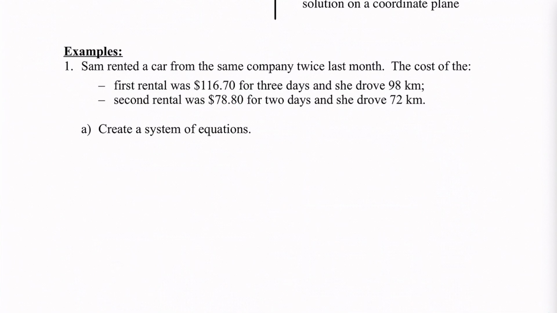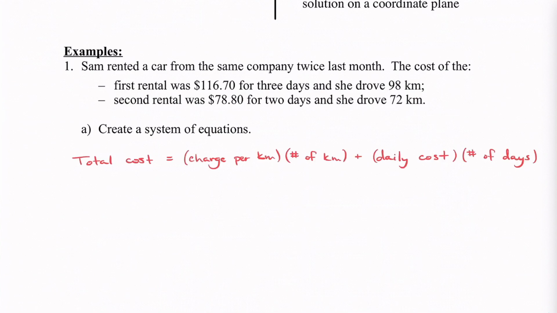When you rent a car, normally they charge you for the number of days that you use it, and also for the number of kilometers that you put on the vehicle, because you're wearing the vehicle down a little bit. So first we come up with the idea of how to build the equation. The total cost depends on the number of days you use it, and also on how much you drove. Our formula is this right here.